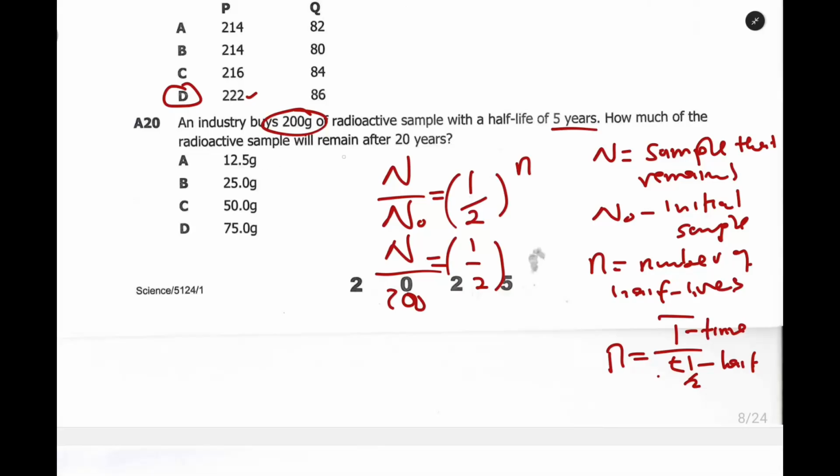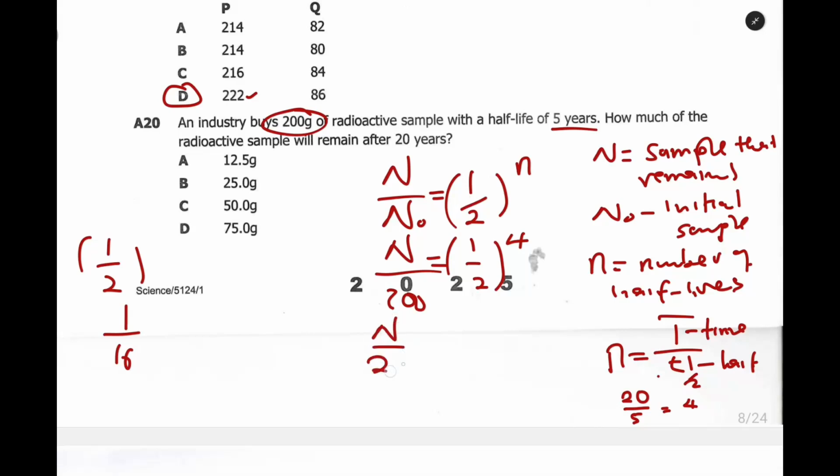How much radioactive sample remains after? So the time that elapsed was what? 20. So you're going to say 20 divided by 5, and our n is equal to 4. So this is to the power 4. Now 1 over 2 to the power 4, we distribute the power, and it's going to have 1 to the power 4 over 2 to the power 4, which is just 1 over 16. 2 to the power 4 is 16.